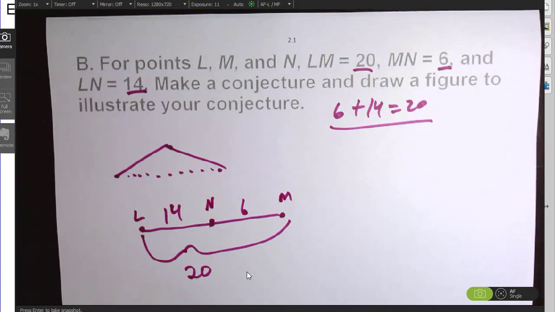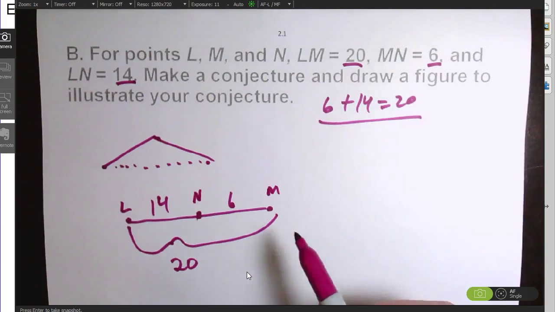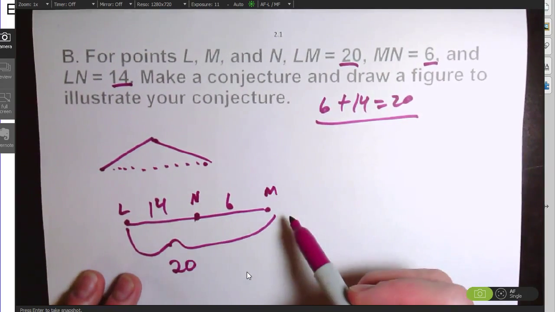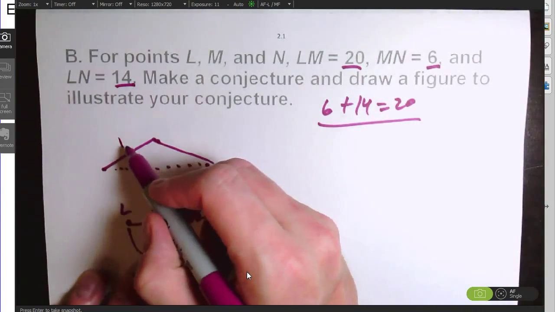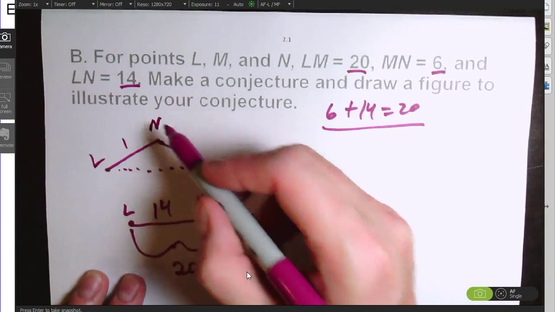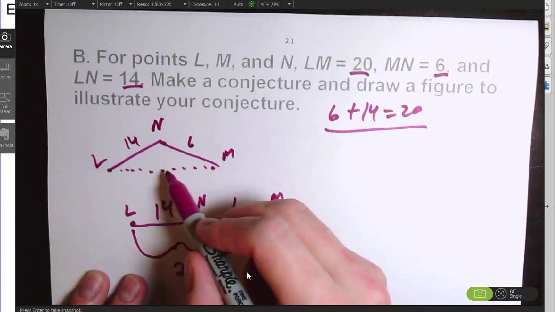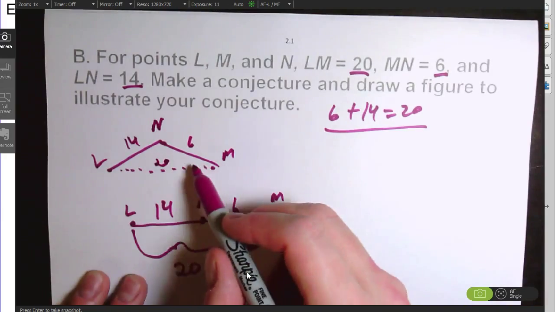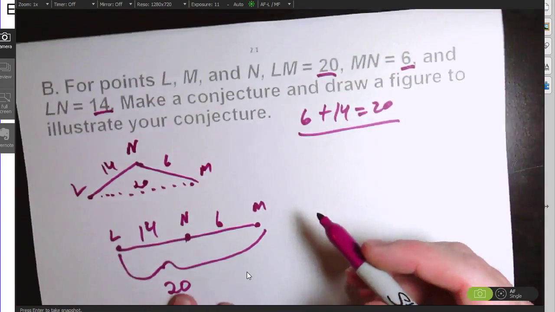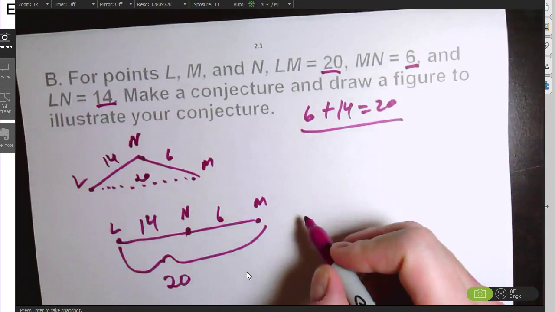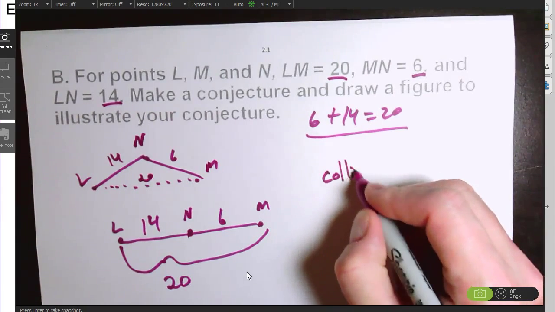So what this means for us, and it's what we talked about last chapter, is they have to line up and make a full segment together. Because if they didn't, their lengths wouldn't add up. I know that LM and MN share the point M. If this were L, N, M, it would be weird, because this would be 14, this would be 6, this would be 20, and that's more than 20 because it gaps out. So our conjecture is that they line up in a segment, or technically they are collinear.